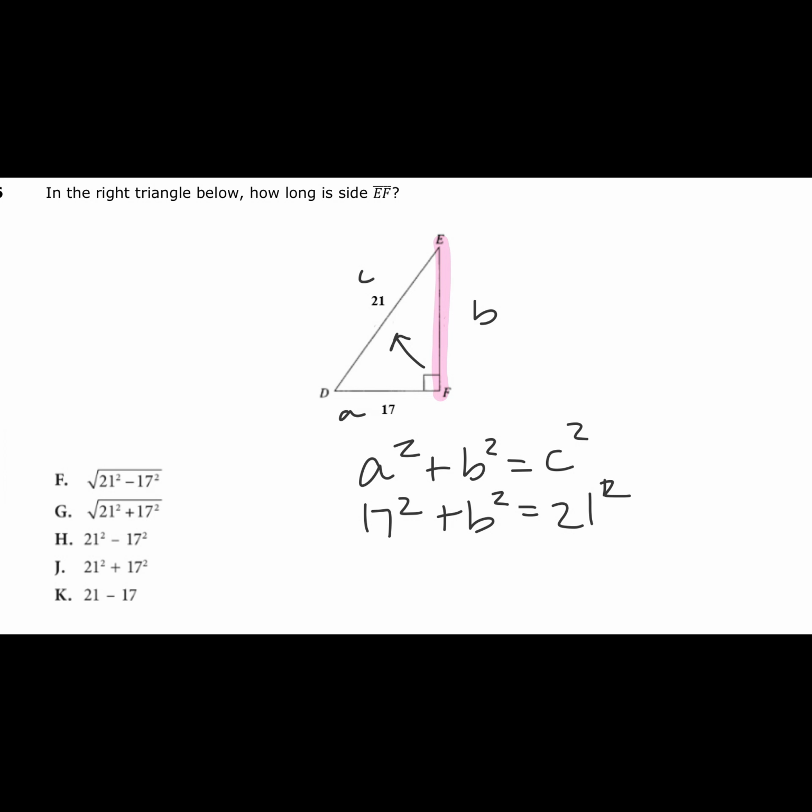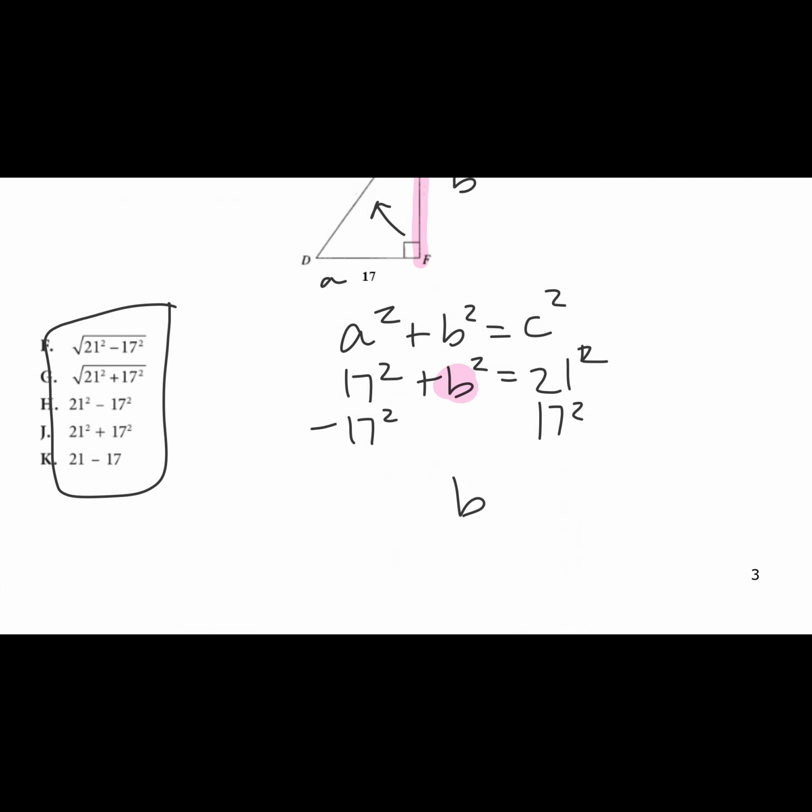Okay, so if I look at my answer choices, it looks like they're not evaluating any of these. So I'm not going to evaluate any of these either. I'm just going to try to get B by itself and leave everything else alone. So this is one of the ways that you can use your answer choices to kind of guide what kind of work you're doing, right? If I don't see any clear decimal answers here, I'm not going to search for one. I'm just going to try to make it look like this and see which one matches. So I'm going to take away 17 squared from both sides, and that leaves me with b squared is equal to 21 squared minus 17 squared.